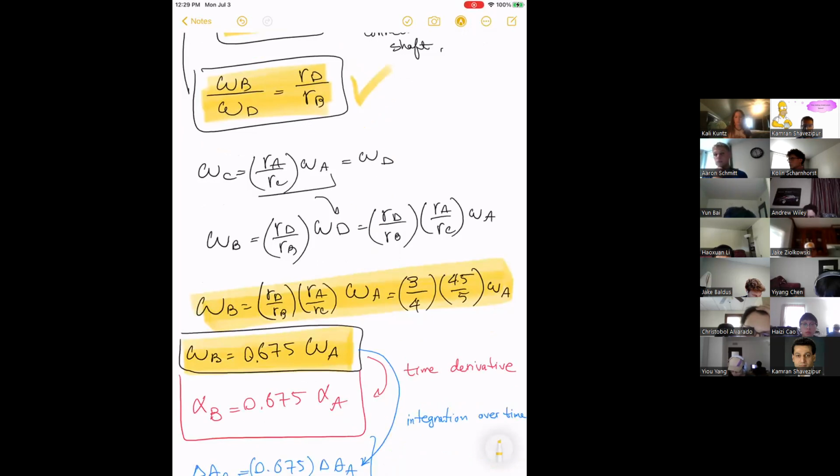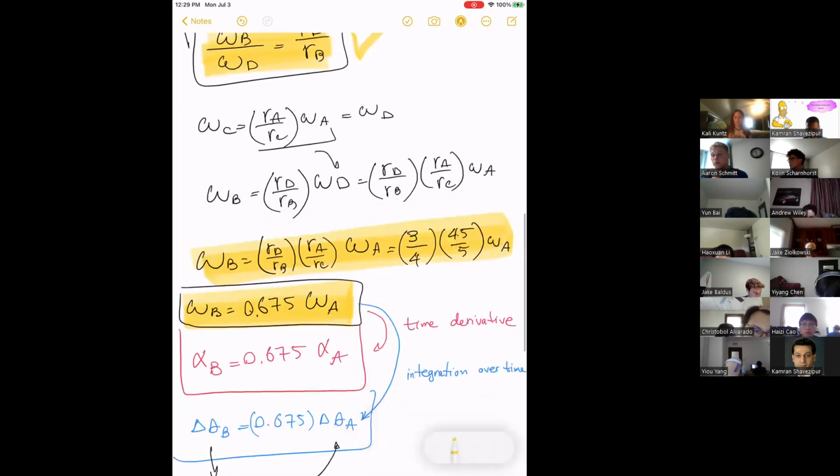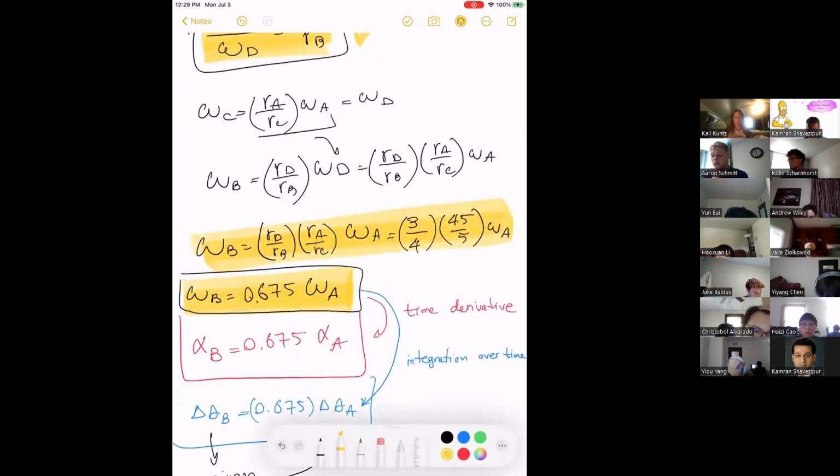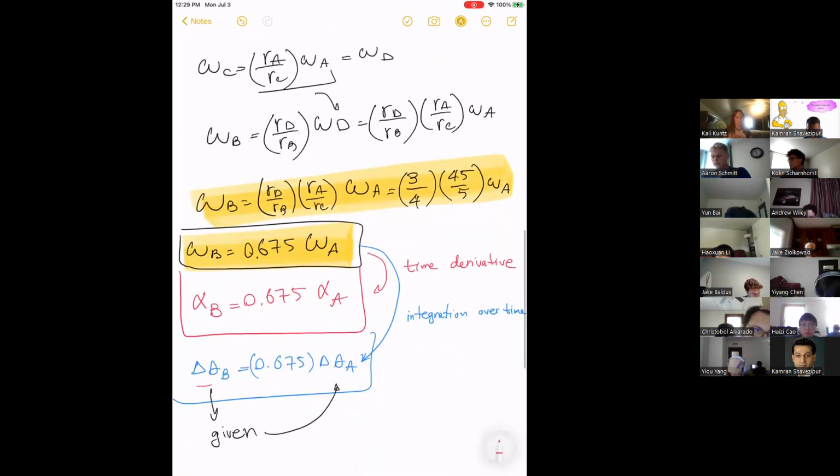So whatever omega A is, omega B is going to be 0.675 of that. And if you integrate this over time, you're going to get the same relation for delta theta. And if you differentiate with respect to time, you're going to get the same relation for alpha. Up to here is clear, right?